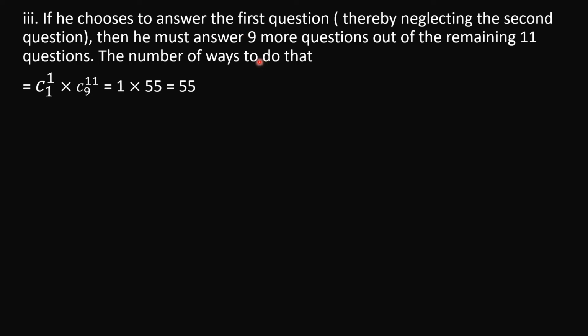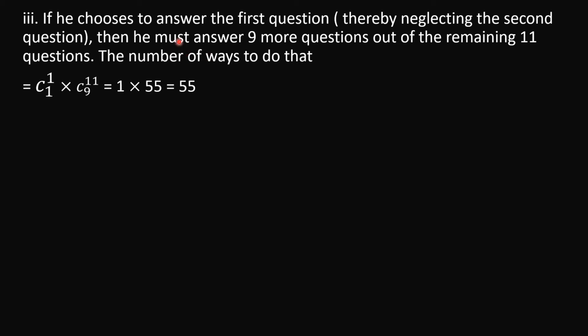Now we are saying that if you decide to choose the first question and neglect the other question, which is the second question, then we must answer 9 more questions so that we can get our 10 questions out of where? Out of the 11 questions which are not compulsory. So we are choosing 1 question out of 1, combination 1, times the 9 questions out of the 11 questions, which is the combination sign. That's what we are choosing over here. And that gives us 1 times 55, and that gives us 55. Now we know how to use the combination already.